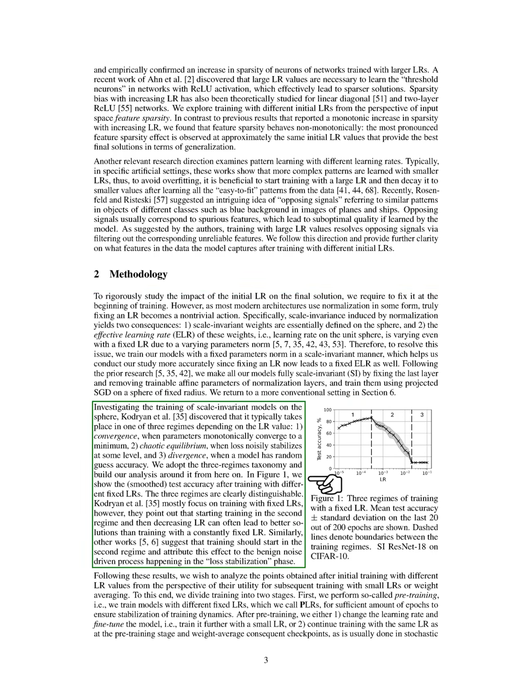We found that training scale invariant models typically falls into one of three regimes based on the LR value: convergence, where parameters steadily approach a minimum; chaotic equilibrium, where the loss stabilizes with noise; and divergence, where the model performs randomly. We adopted this three-regime framework for our analysis. In our results, we illustrated the test accuracy after training with various fixed LRs, clearly showing the three regimes.